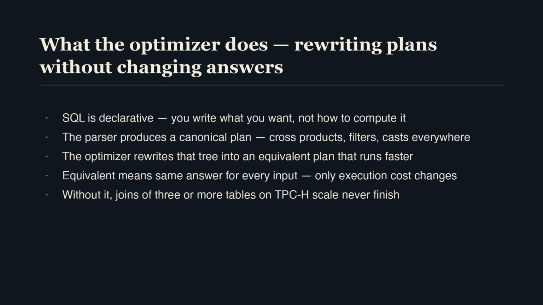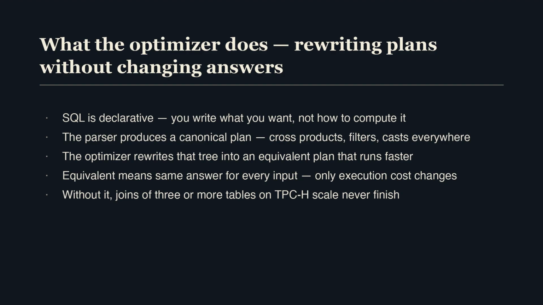SQL is declarative. You write what you want: sum these rows, group by this column, join these tables, but you do not write how to compute it. The parser turns that text into an initial plan, and that initial plan is almost always slow. The parser produces what we call a canonical plan: cross products instead of joins, filters sitting above the join instead of being applied early, casts wrapped around every comparison. It is correct, but it is not what you want to execute.